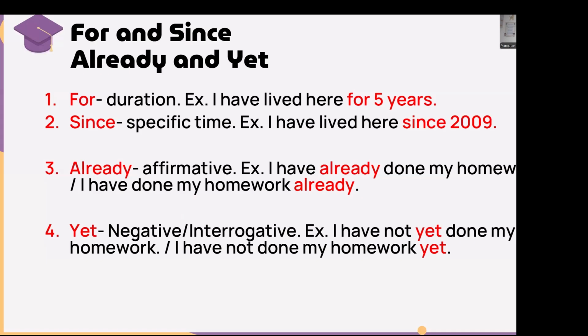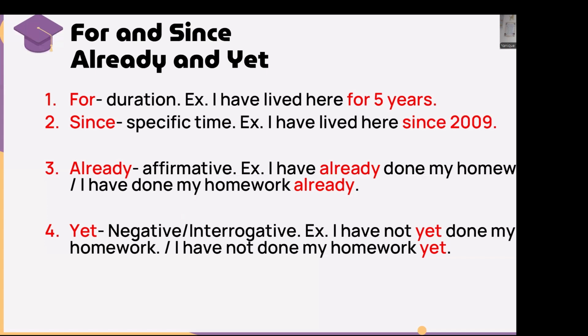When we use already, okay, this is only for affirmative sentences. It means something that you did already. It's finished, okay? So I have already done my homework. Already we can use to put in between the auxiliary verb to have and the past participle, or we can push it to the end of the sentence. So you can say, I have done my homework already, okay? So one more time. I have already done my homework. I have done my homework already.